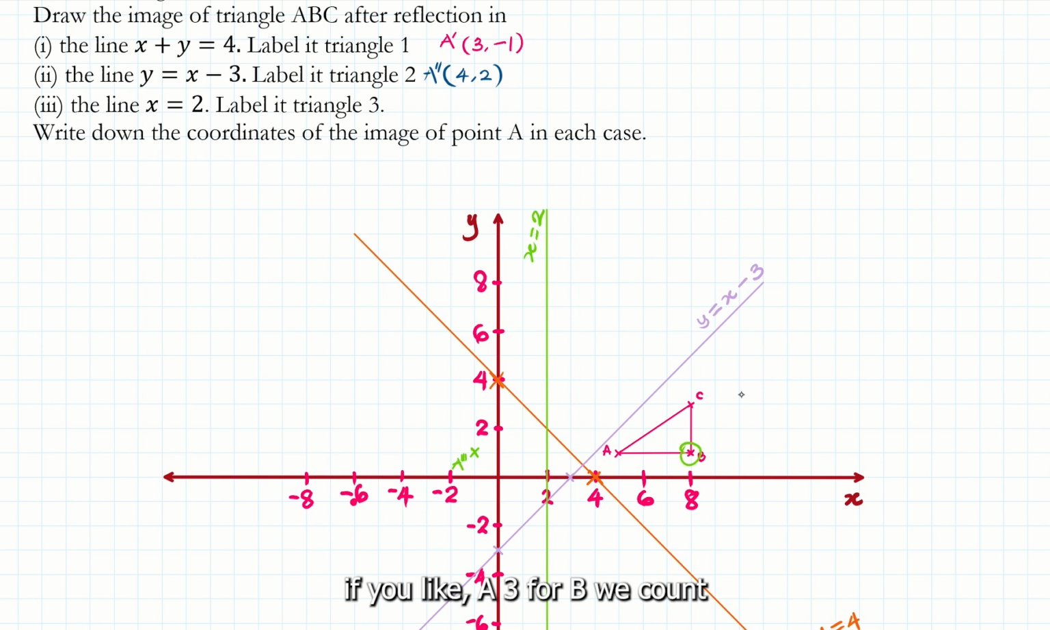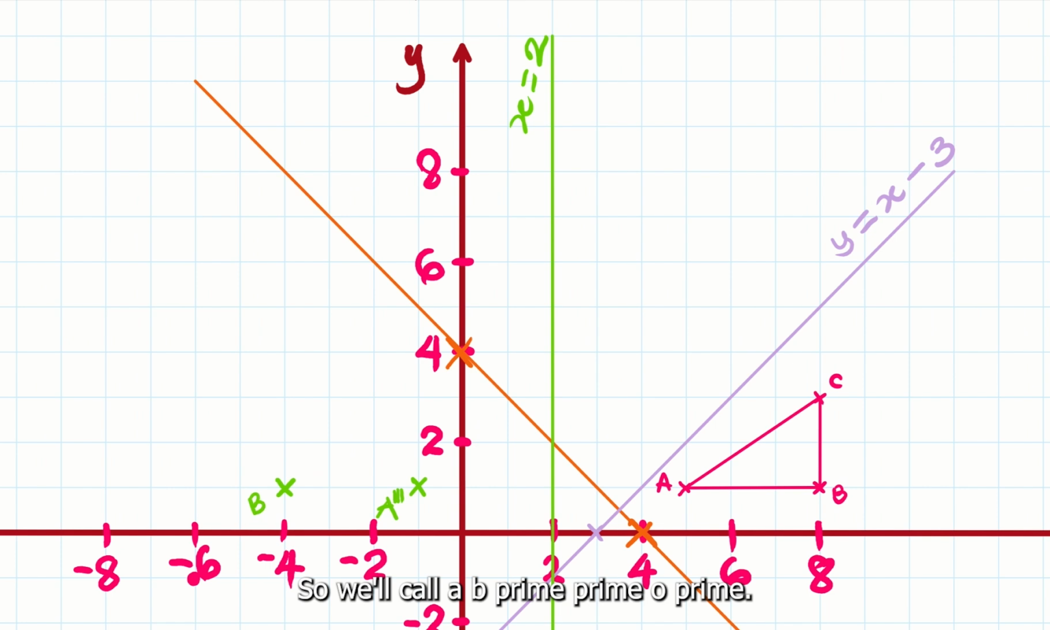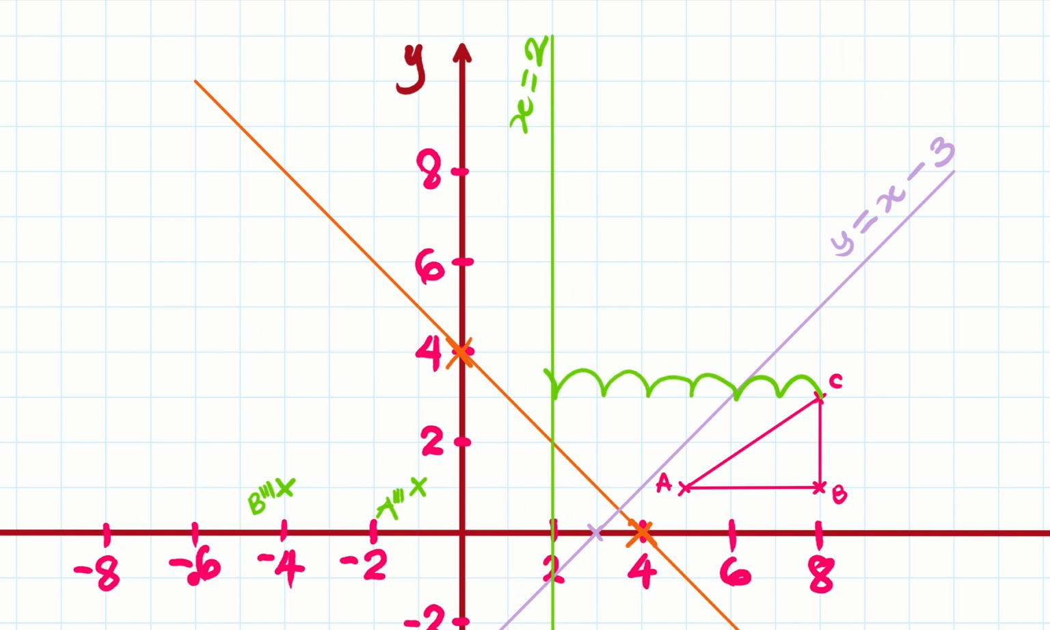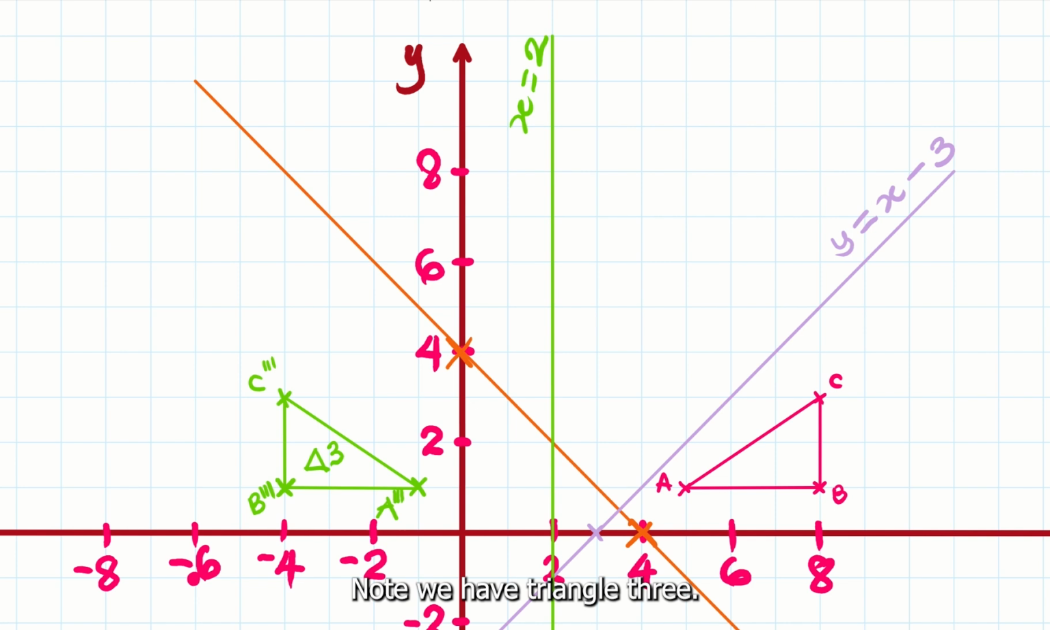Alright, for B we count 1, 2, 3, 4, 5, 6. 1, 2, 3, 4, 5, 6. So this would be the new B. So we call that B prime prime prime. And then for C we count 1, 2, 3, 4, 5, 6. Then we count after 1, 2, 3, 4, 5, 6. So C will be right there. Next, we join the triangle. Alright, now we have triangle 3.